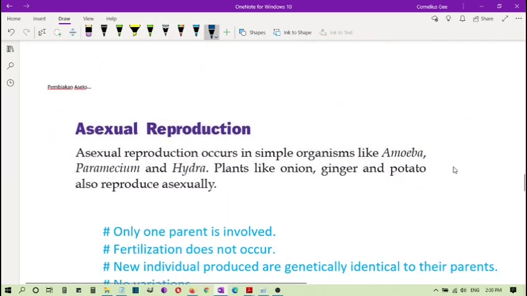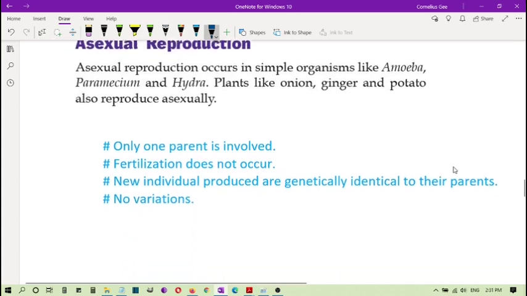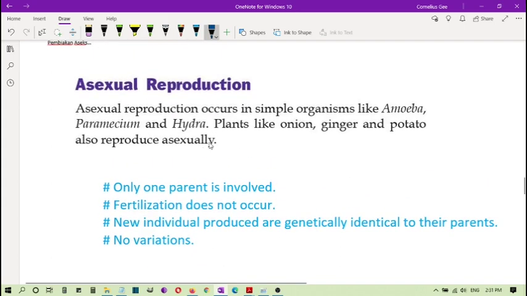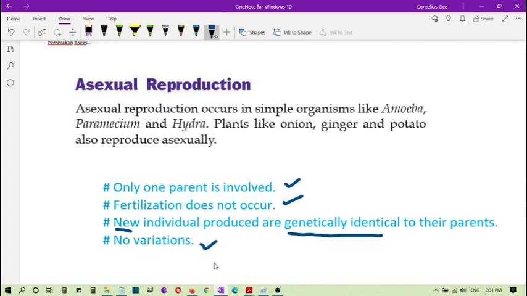Asexual reproduction occurs in simple organisms like amoeba, paramecium, and hydra. Plants like onion, ginger, and potatoes also reproduce asexually. The characteristics of asexual reproduction are that it involves one parent and fertilization does not occur. The new individual produced is genetically identical, meaning it's a carbon copy of the parent, and of course there are no variations. There's no difference between the parent and the offspring.